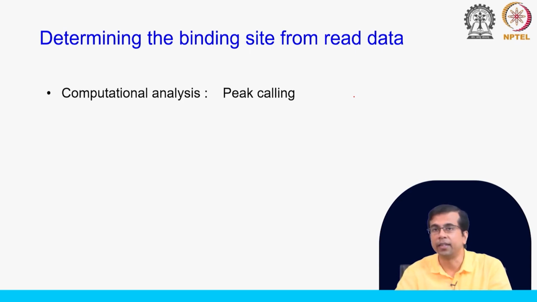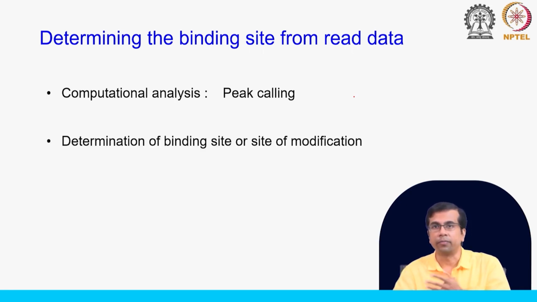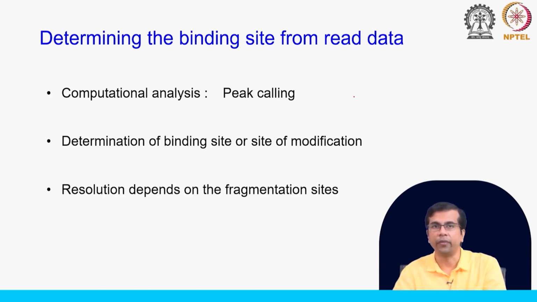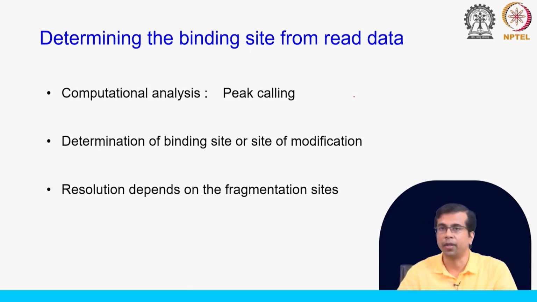Okay, but then again this is an inference or prediction based on the distribution and it is not actual observation. So this is what this method will do. It will determine the binding site or site of modification, and the resolution depends on the fragmentation sites. Again, these fragmentation sites are not controlled in most cases, right? So they happen randomly, and this resolution is dependent on the fragmentation sites.